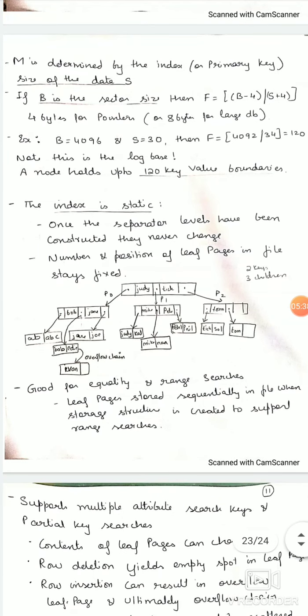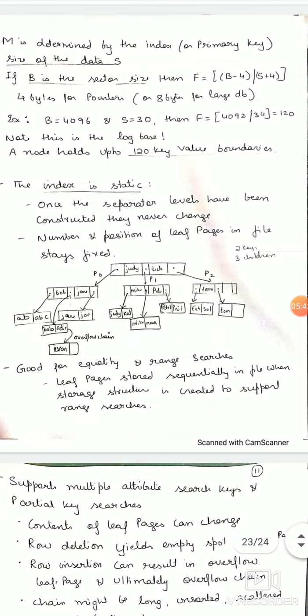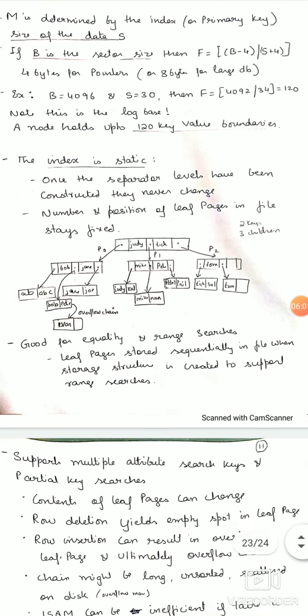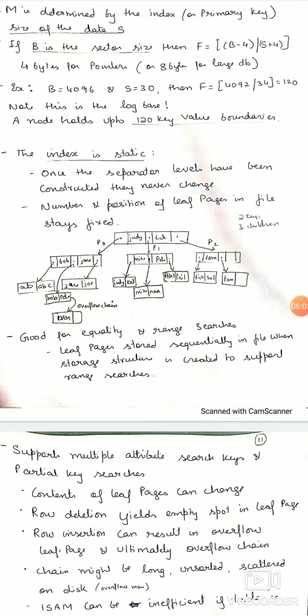Next we'll see if the index is static. See, once the separator level has been constructed, they never change. That means once this construction of a tree is being done, it can never be changed, because all the nodes are given at one point. Then you're going to construct this particular tree. So that is the separator levels, you can call it.